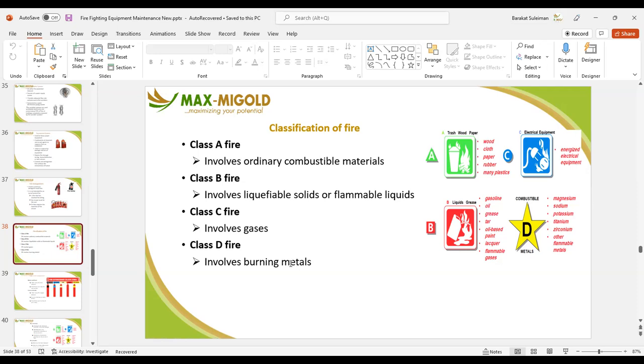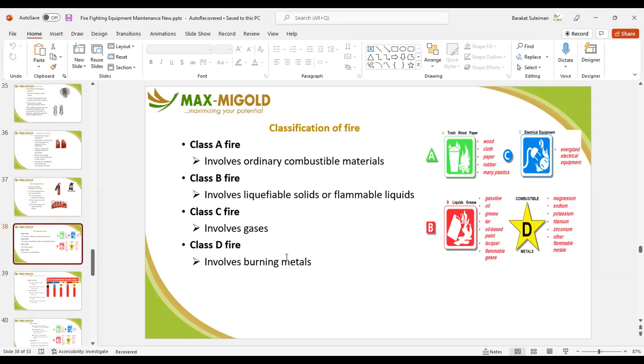E stands for electricity, which is just an ignition source. So E is not a class of fire. You know, we all have fire due to electricity, but there is a class F in the UK, which is animal fat, which in the US is now replicated as class K.